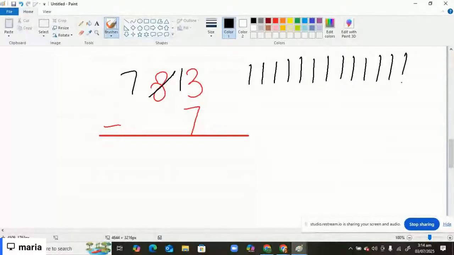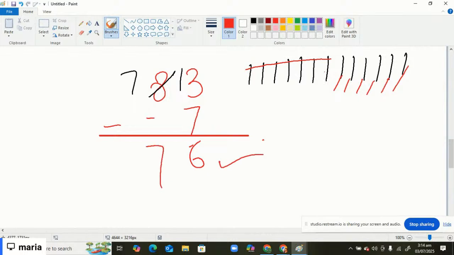Now how many left? We are just going to remove 7 lines. 1, 2, 3, 4, 5, 6, and 7. So how many left? Let's count. 1, 2, 3, 4, 5, and 6. So 6 are left. So we put 6 here. And here is nothing, so 7 as it is. So the answer is 76.